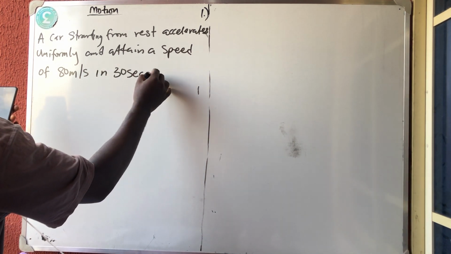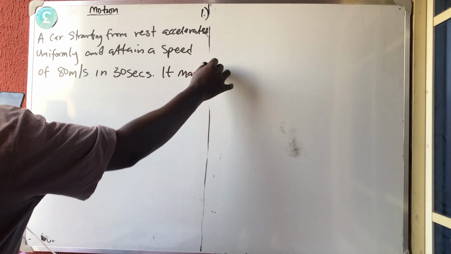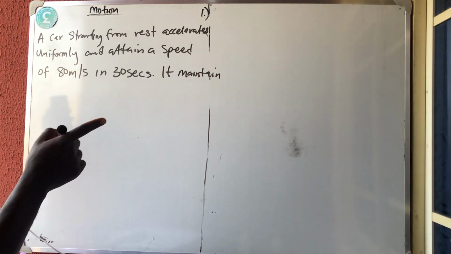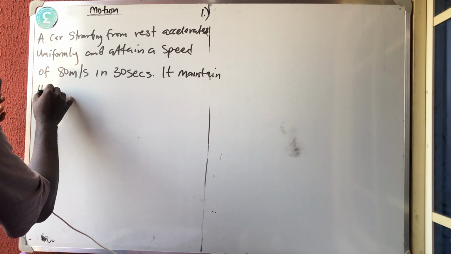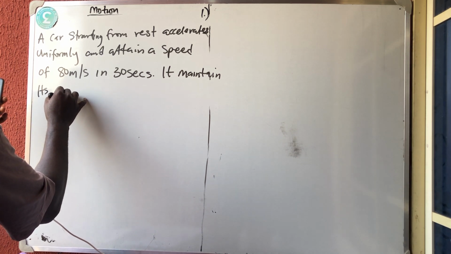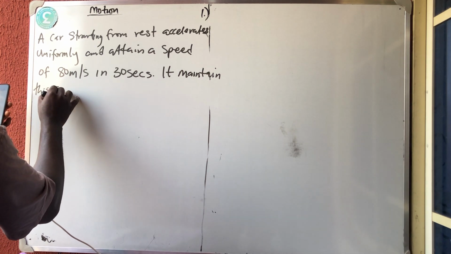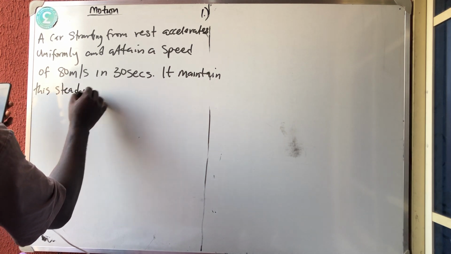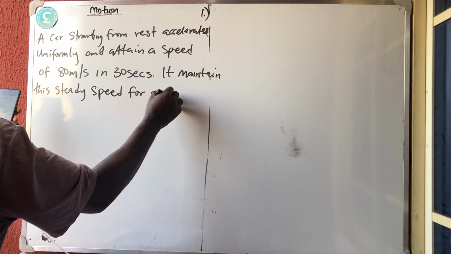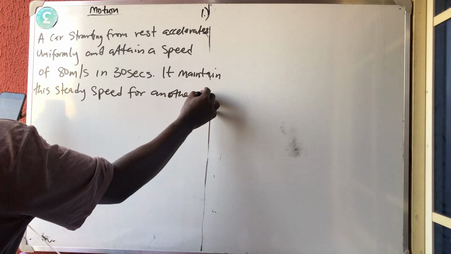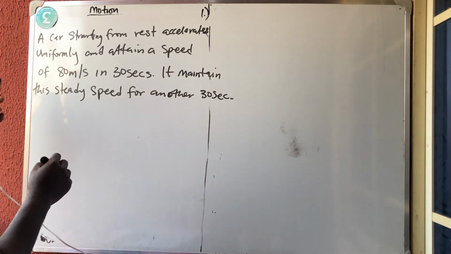Okay, it maintained. They now use the word maintain here instead of saying constant or uniform. They say it maintained its speed. Okay, it maintained this steady speed for another 30 seconds.